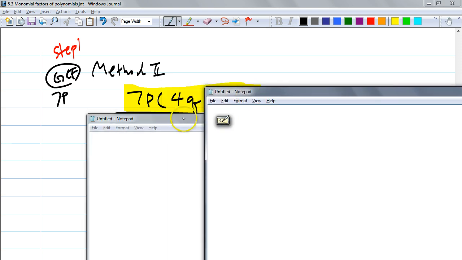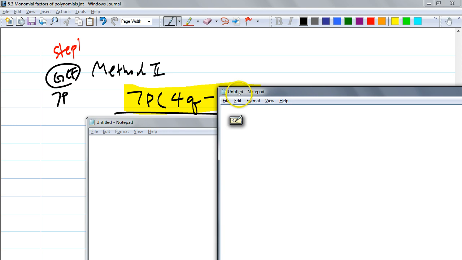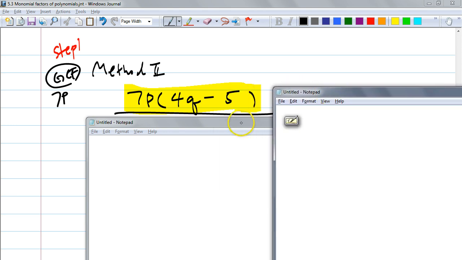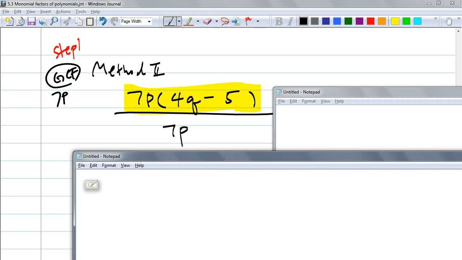Okay, I'm hearing people helping. Okay, 4q minus what gives you the 5? Would you agree, guys? Yeah. And what do we have on the denominator? 7p. Isn't this nice? Because some of you now may like the second method.